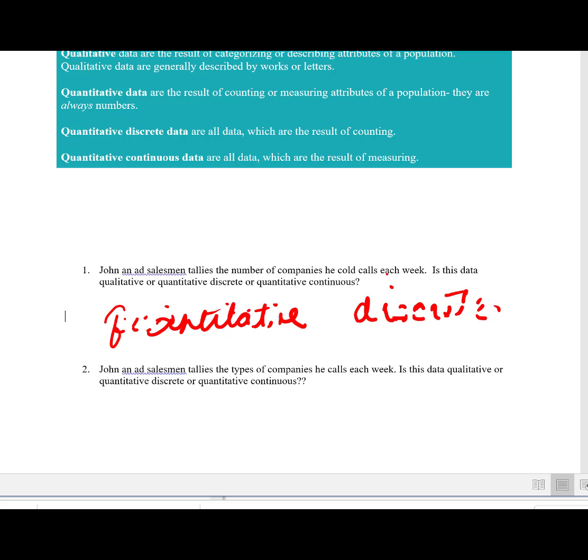Now in the second problem, John, an ad salesman, tallies the types of company he calls each week. Is this data qualitative or quantitative discrete or quantitative continuous? This one would be, what do you think? That's right, qualitative.